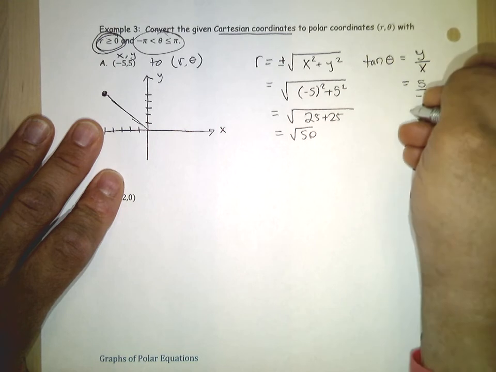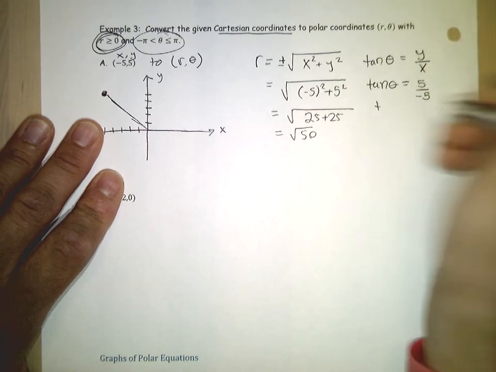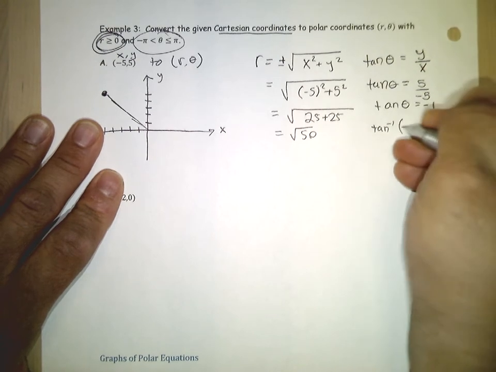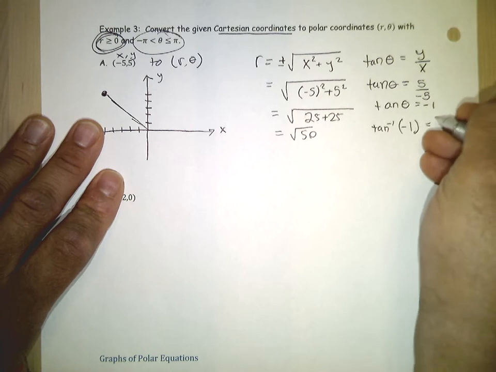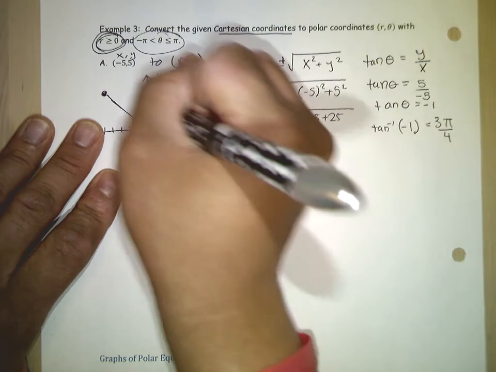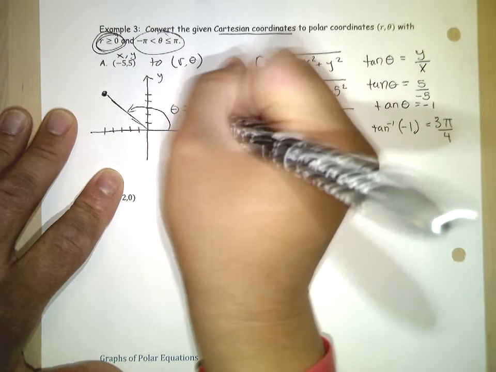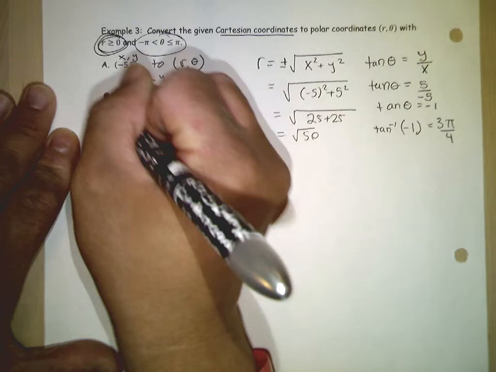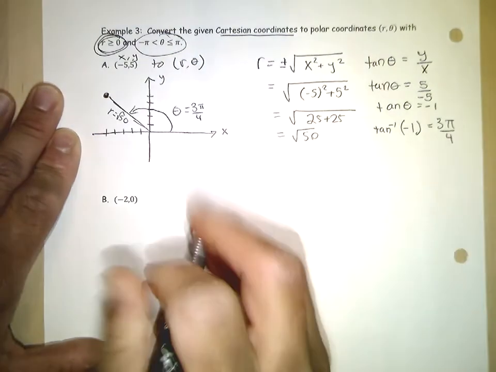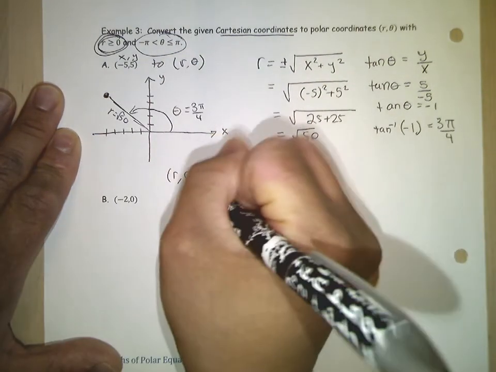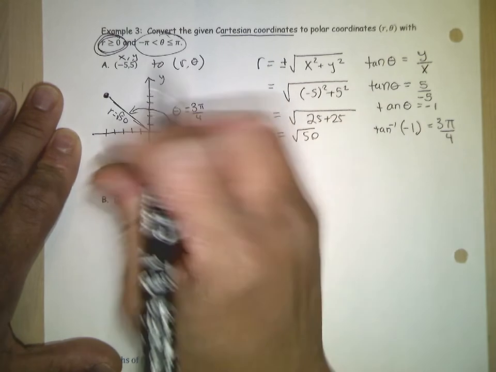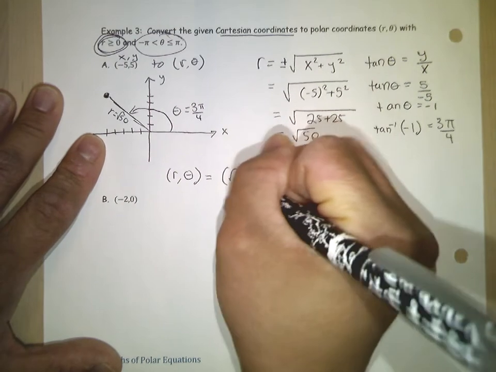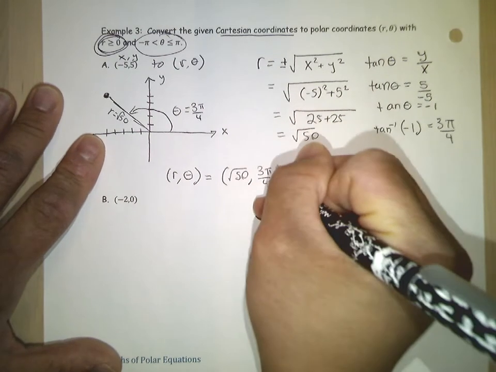So now the tangent of theta was y over x, and y is 5 and x is negative 5. So that means tangent of theta is equal to negative 1. And if I take the tangent inverse of negative 1, that will give me 3 pi over 4. So theta is 3 pi over 4. So that's it. All right, so the r is the square root of 50, and then the theta is 3 pi over 4, so the point negative 5, 5, converted to polar coordinates, is square root of 50 and 3 pi over 4.